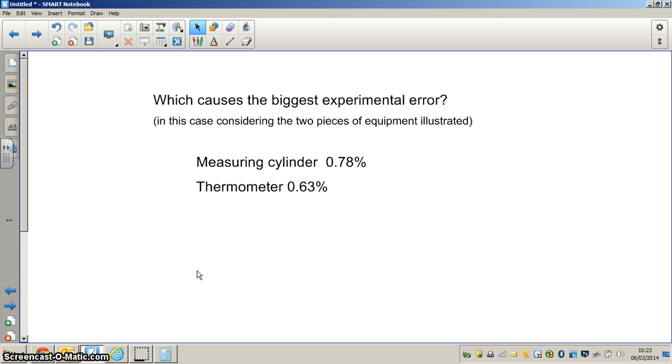Often you get questions which compare two measuring cylinders, a 100 centimetre cube measuring cylinder and a 25 centimetre cube measuring cylinder, and they ask you to contrast the difference between the accuracy of the big measuring cylinder and the accuracy with the small measuring cylinder. And it works in exactly the same way as we've done here. You work out the percentage error with the big measuring cylinder first and the percentage error with the small measuring cylinder, and then compare the two.